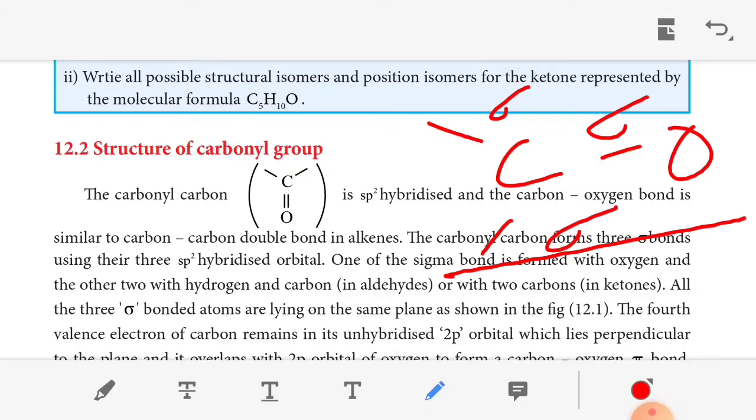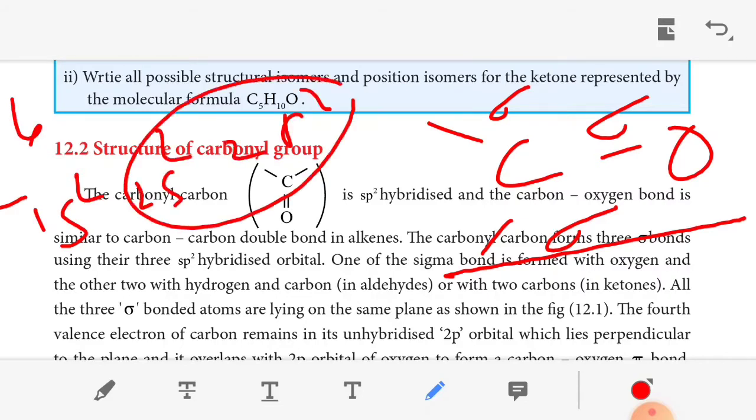The fourth valence electron of carbon remains in an unhybridized 2p orbital. The atomic number of carbon is 6, so the configuration is 1s2 2s2 2p2, and the outermost valence is 4. Three bonds are formed, and the remaining one is vacant. The unhybridized 2p orbital lies perpendicular to the plane and overlaps with the 2p orbital of oxygen to form the carbon-oxygen pi bond.